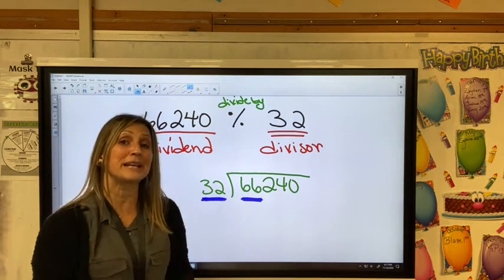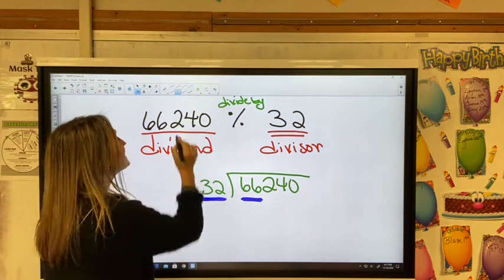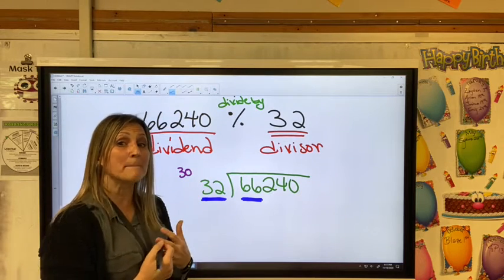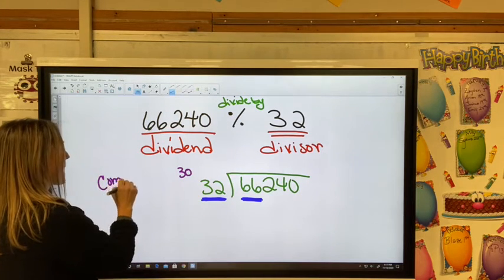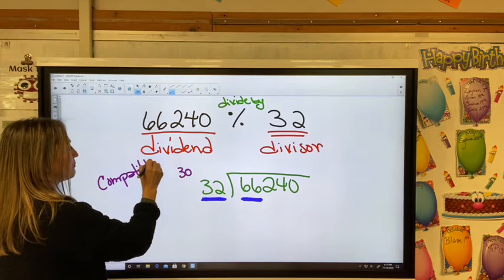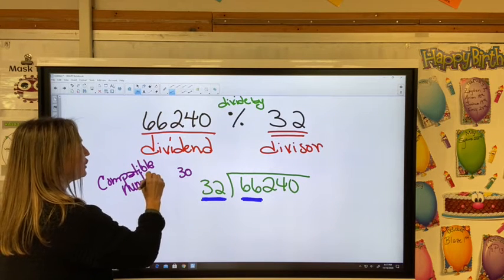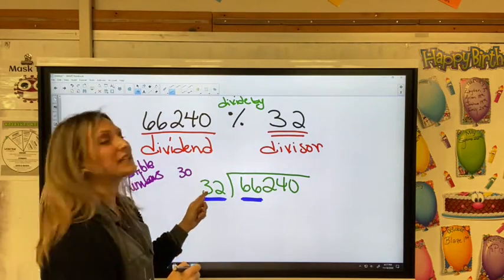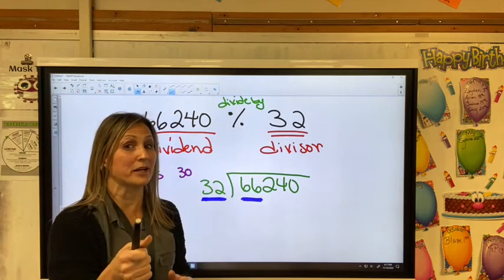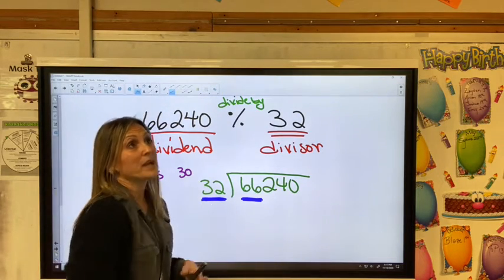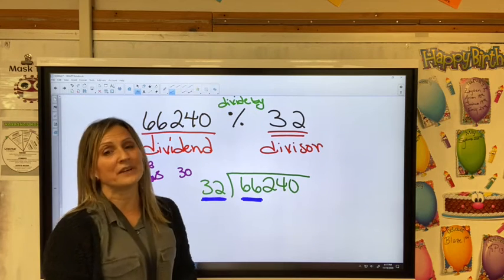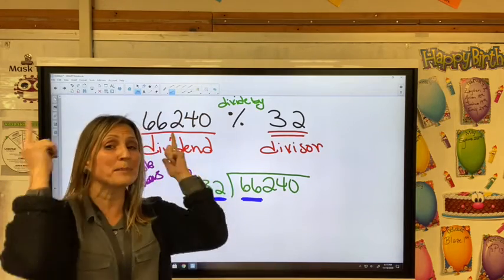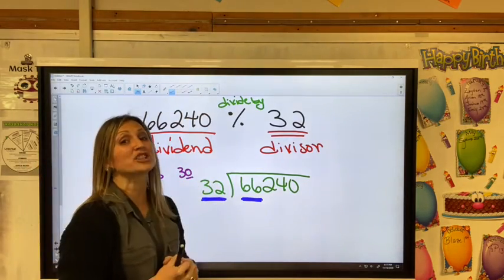And here's Mrs. P's little tip or trick. I tell students to look at this 32 like it is 30. This is called compatible numbers. You look at the number you have and you think of a number that you like better that relates to 32. Well, when I look at 32, I know it's a nice even number, but it's still kind of hard to work with. I really like working with zeros. So I'm going to pretend in my head that that really says 30.